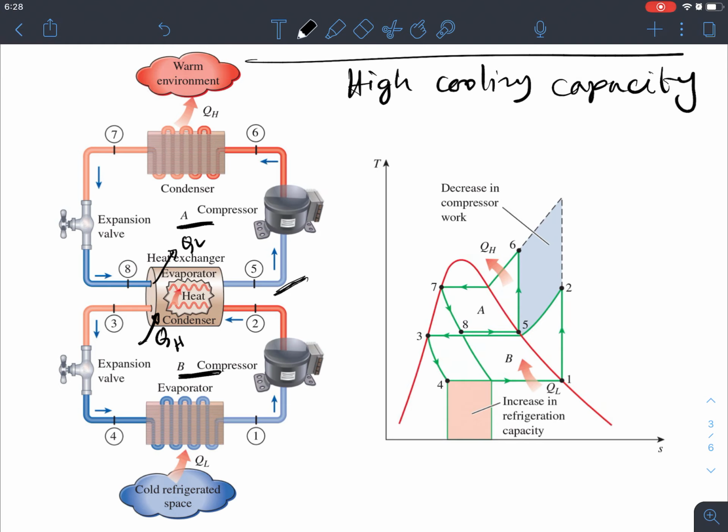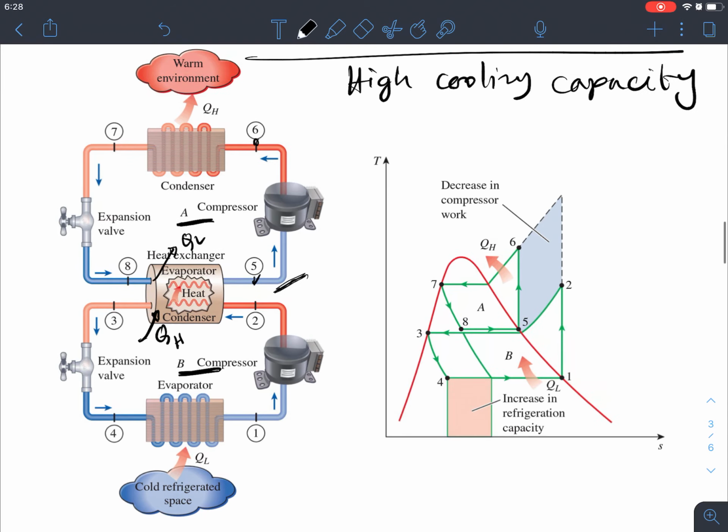So now we can see that from 5 to 6, it's a compressor, which is basically increasing the pressure and temperature, right? And then 6 to 7, it's basically the heat rejection, QH. So here is the heat rejection QH. And then 7 to 8, expansion valve, where temperature and pressure both are falling, and then 8 to 5 it is heat absorption, QH.